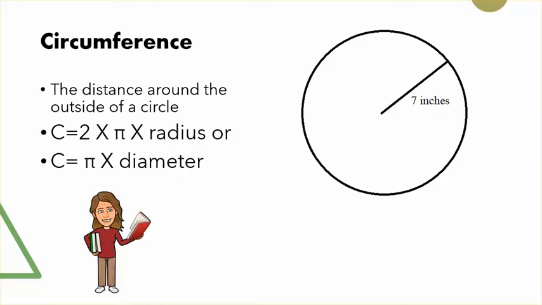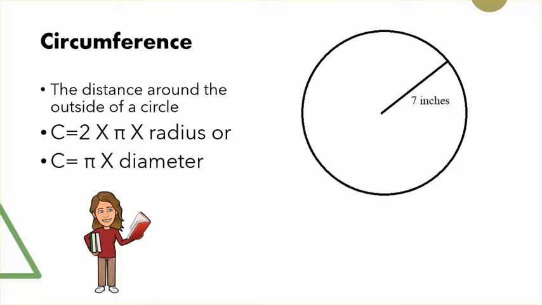There's a formula for circumference. The circumference is 2 times pi times the radius. Another way to rewrite that is pi times diameter. From your last assignment, you should be familiar with pi. Pi is a constant that's represented by this symbol. On your calculator, you should have a pi key, or you can use 3.14.